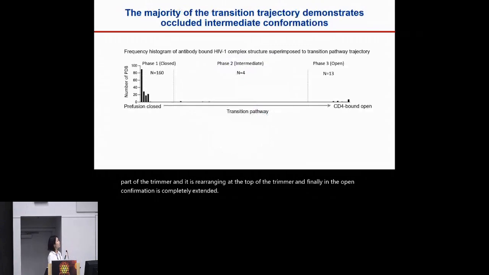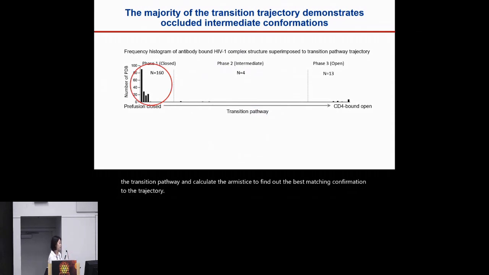Now my trajectory is ready, and I wanted to find out something more interesting with this trajectory. So what I did was to collect all available HIV-1 complex structures that are published in the PDB, align each PDB to each time frame of the transition pathway, and calculate the RMSD to find the best matching conformation in the trajectory.